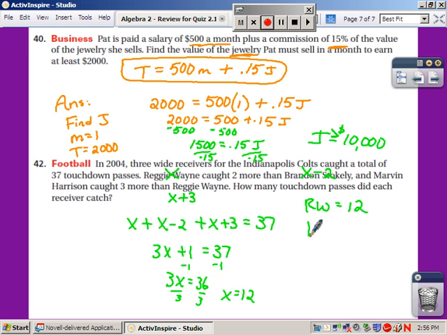Brandon Stokely, he was x minus 2, so that means 12 minus 2. He must have caught 10. And Marvin Harrison, he was x plus 3. 12 plus 3, he caught 15. If you look at it, these 3 numbers add up to the 37 total touchdowns.